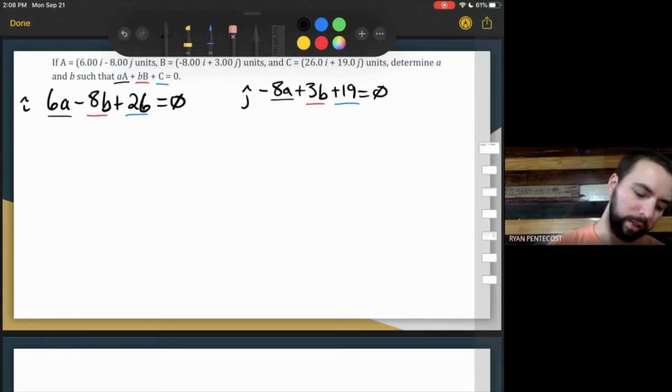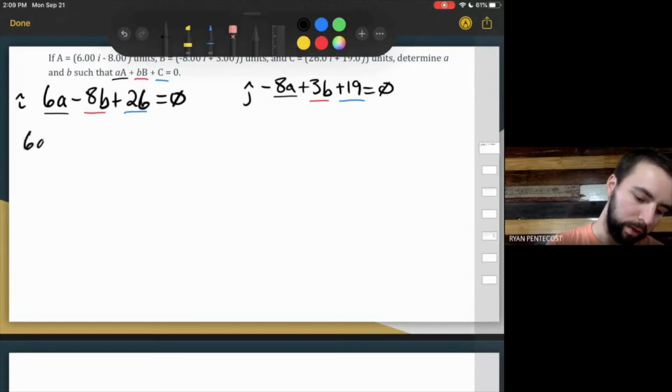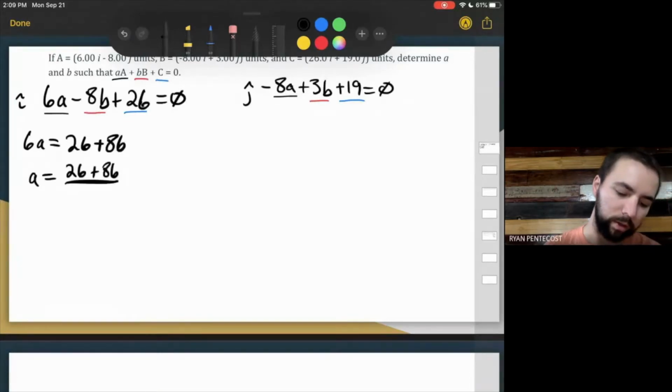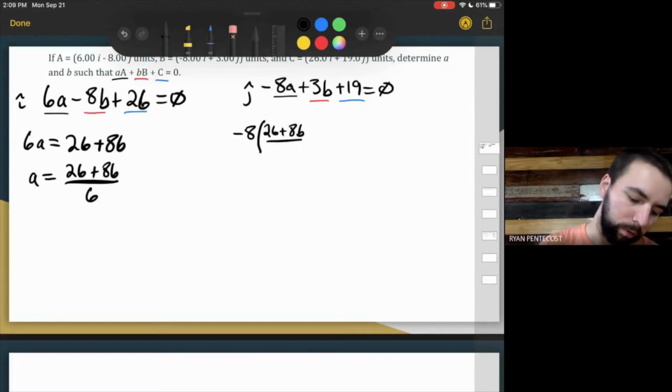So let's solve for a on this side. We have 6a equals 26 plus 8b. So a equals 26 plus 8b over 6. Okay, well now, that was easy. Let's plug that in. This will be less easy. We'll have negative 8 times 26 plus 8b all over, oh no, I did that wrong. I knew there was something wrong in there. Negative 26.